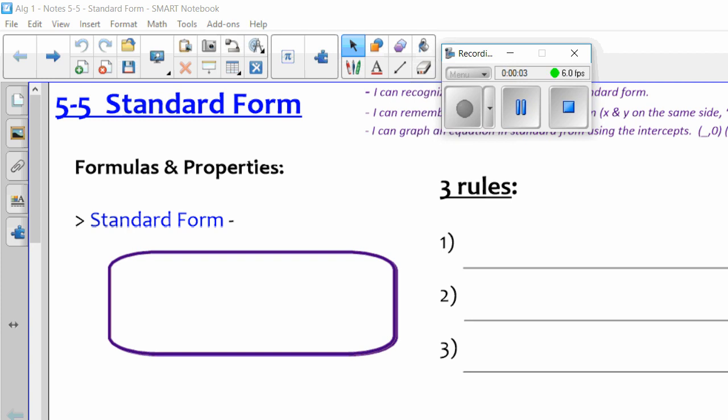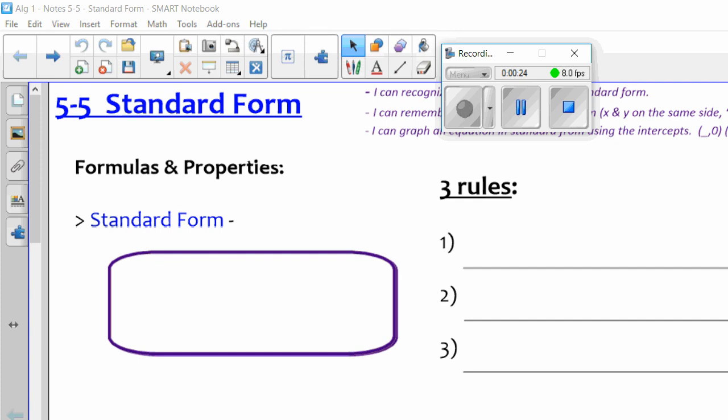Hey everybody, this is chapter 5, section 5. This is called standard form. This is another way to write the equation of a line. This one's a little bit different than the y equals mx plus b that we had. So there's some rules you have to know. So you really need to make sure you go back and study this, okay?